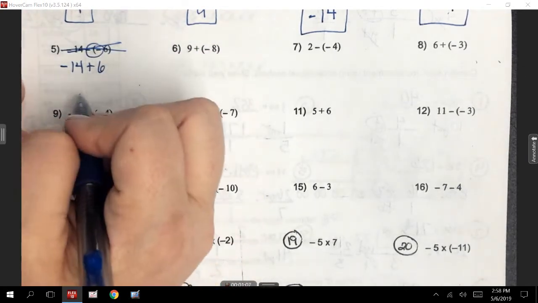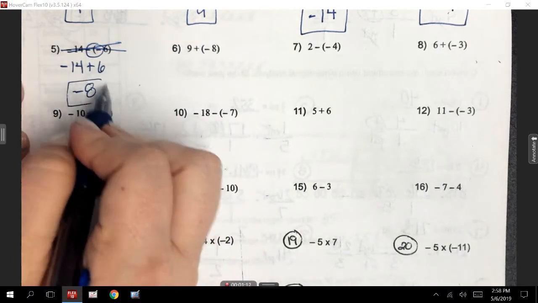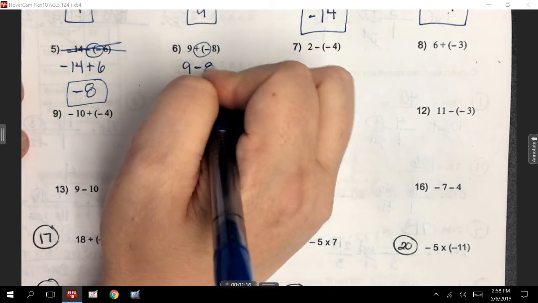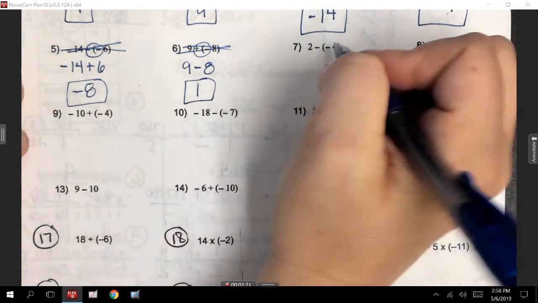They have different signs, so I'm going to subtract. 14 minus 6 is 8. Keep the sign of the big number, which is the negative. Number 6, I have a double sign, so it changes to 9 minus 8. So that problem's gone. Now we just have 9 minus 8, which we know is 1.